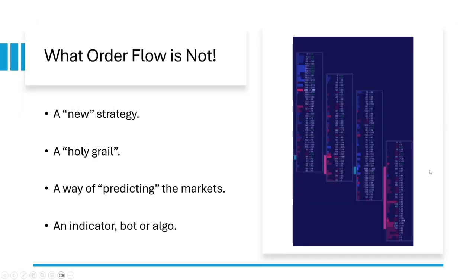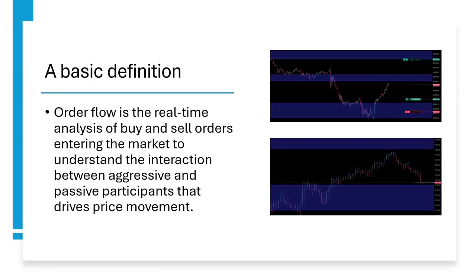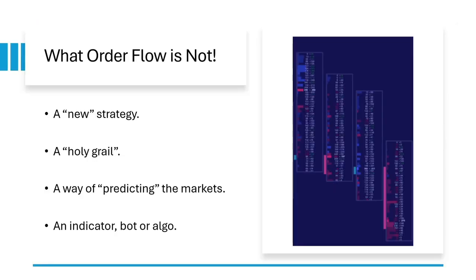So let's quickly go over this. Order flow is not some new strategy, right? Order flow is not the holy grail. You'll still take losses. You'll still get in chop, right? You'll still do dumb things. Order flow will not help your psychology. It's not a way of even predicting the market. And it's certainly not an indicator. It's not a bot, and it's not an algo, right? Order flow, as I said, comes back to this basic definition. It is the real-time analysis of buy and sell orders entering the market at your key levels. So it's not a strategy, it's not a way of predicting the market, it's not an indicator.